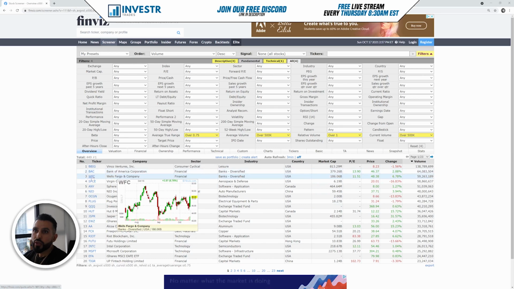So I'm gonna be very quick here. First and foremost, we have WFC, right? WFC, we can see that it's slightly forming that double bottom that we talked about. We're coming into that neckline, and if we break that neckline, we can move higher.